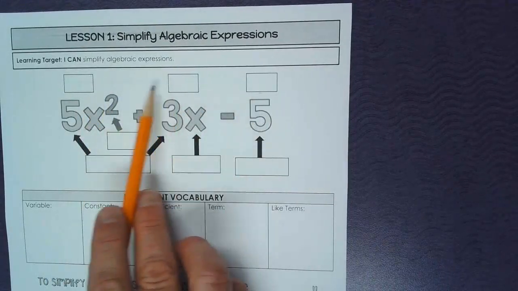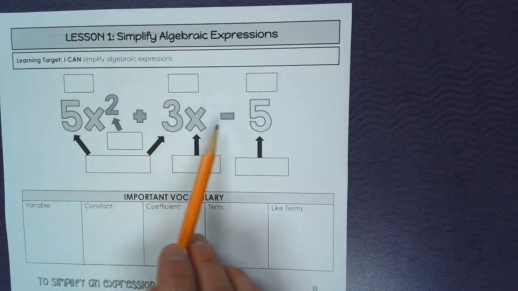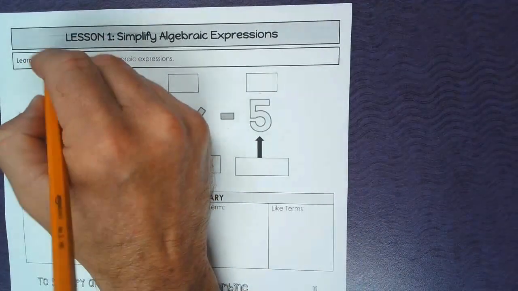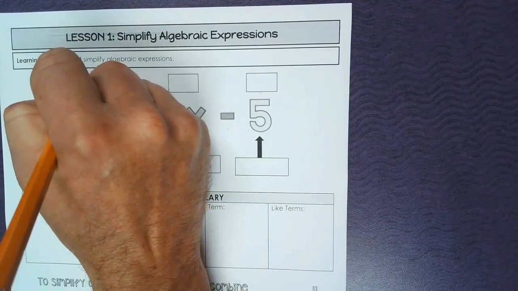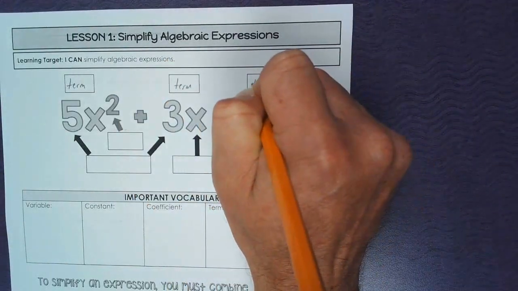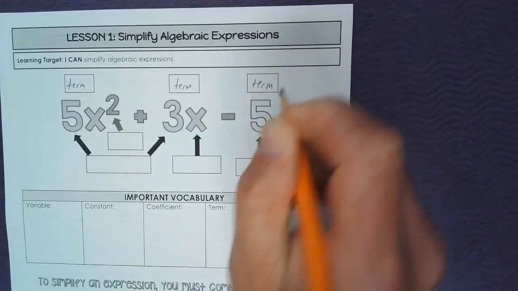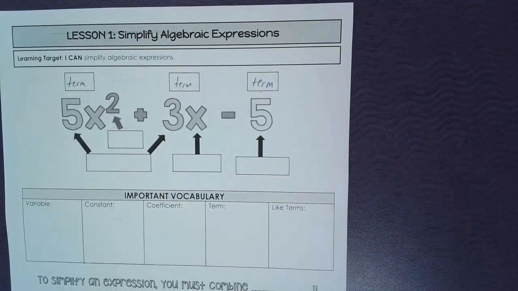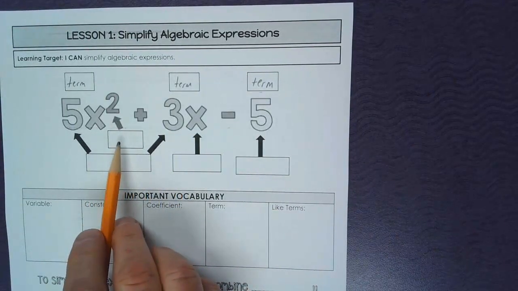Both of these 3 boxes are the same. Each one of these, separated by a plus or minus sign, is considered a term. So we have 3 terms in this example. Let's go down here underneath.